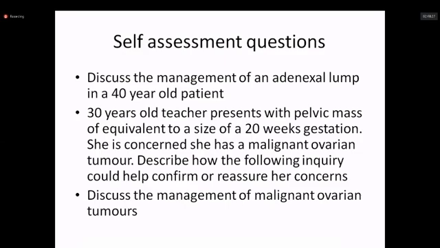Describe how you would confirm or reassure her concern. So we have learned features of malignant ovarian tumor and features of benign tumor. If you do an ultrasound scan, malignant ovarian tumors will have solid areas, benign ovarian tumors will have cystic areas. In malignant ovarian tumors there's high blood flow, in benign ovarian tumors, low blood flow.